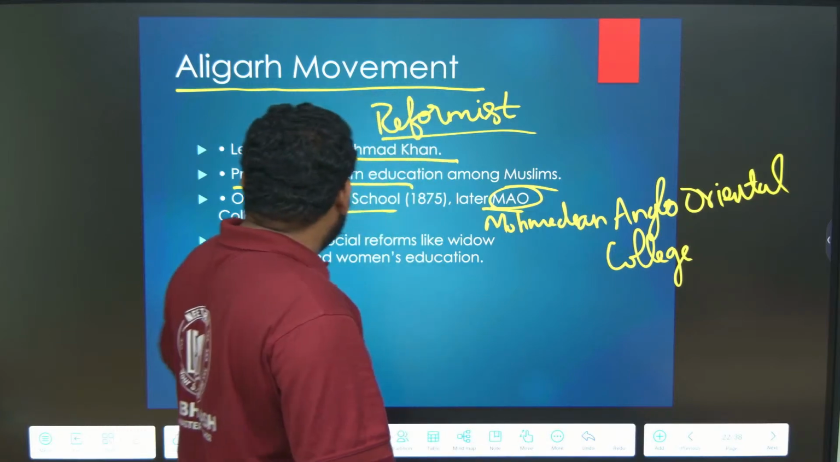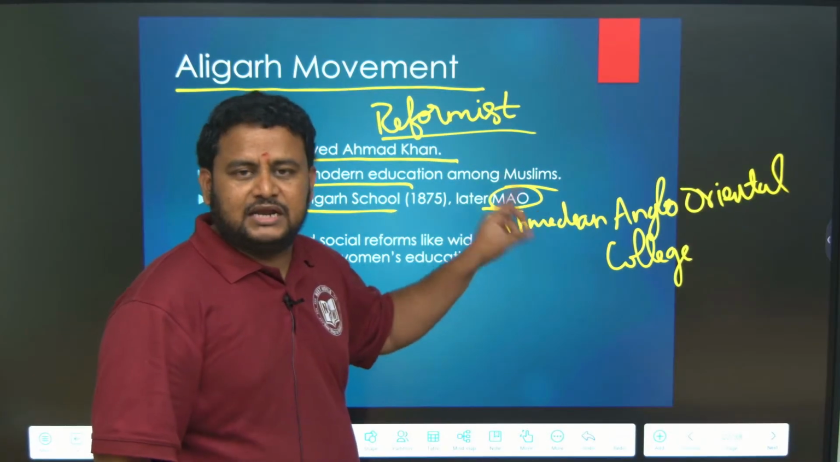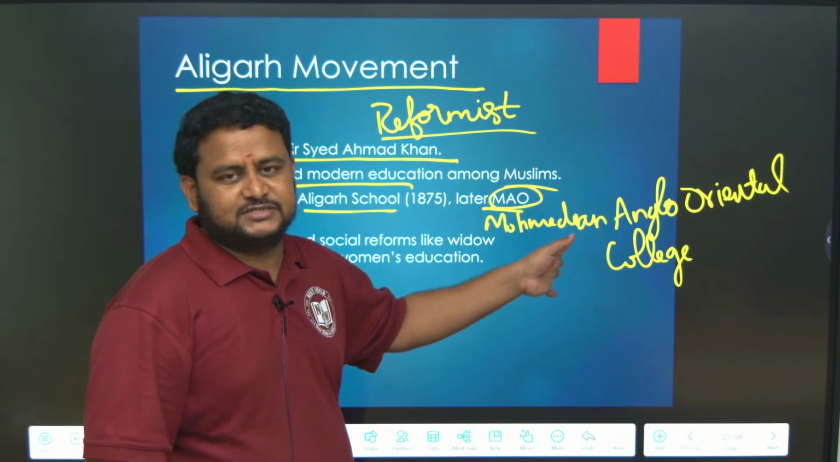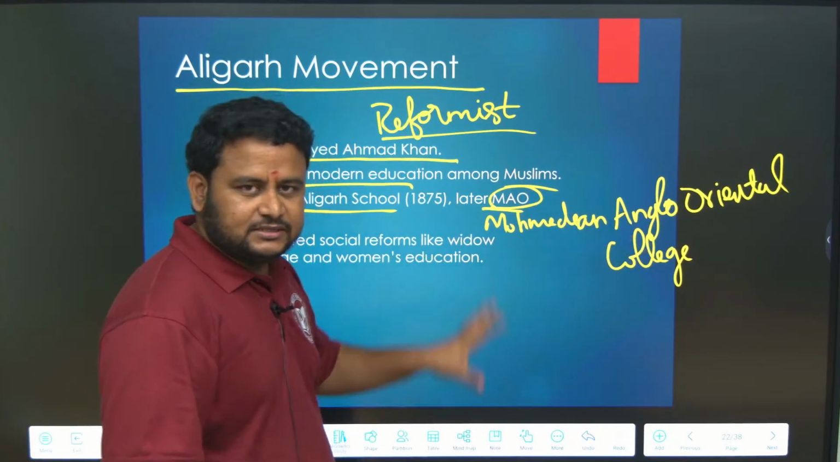So he opened Aligarh school, here also it was English. Then this Aligarh school turned into Aligarh Muslim University. That Aligarh Muslim University became or was renamed as Mohammedan Anglo-Oriental College. Got it? This much you have to remember.